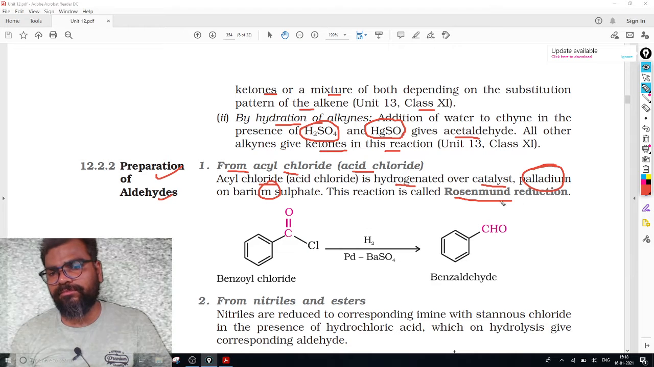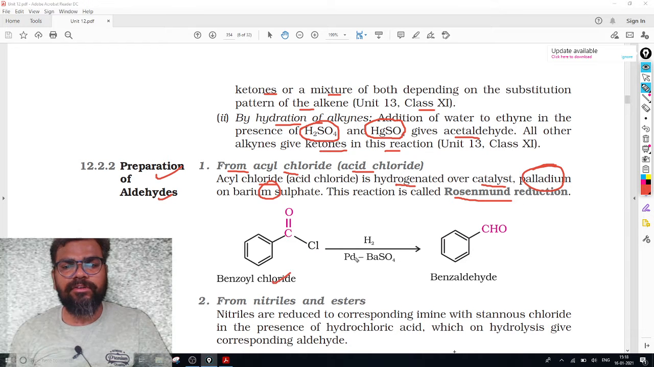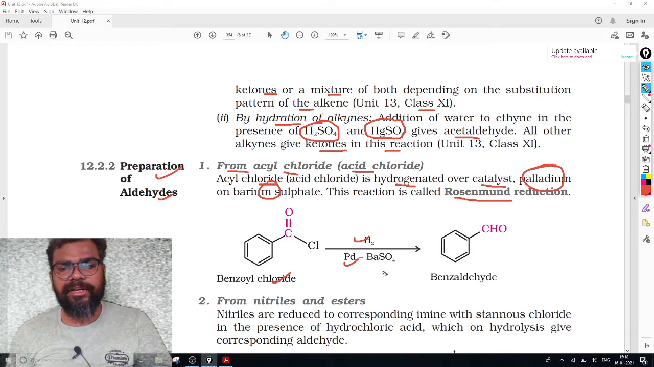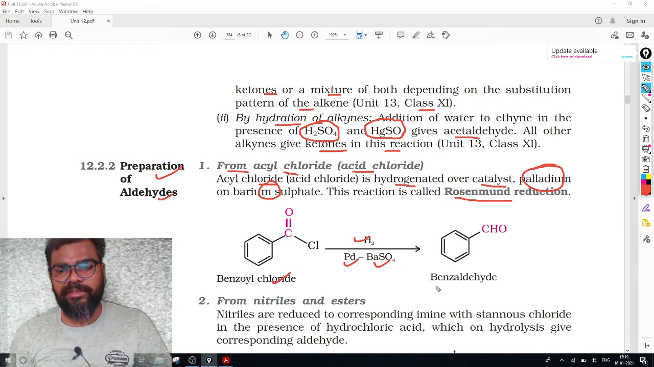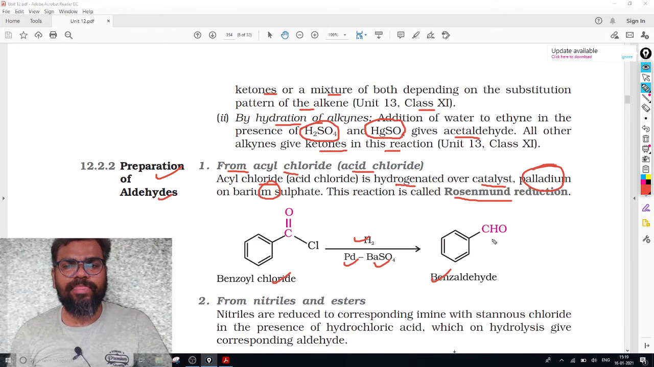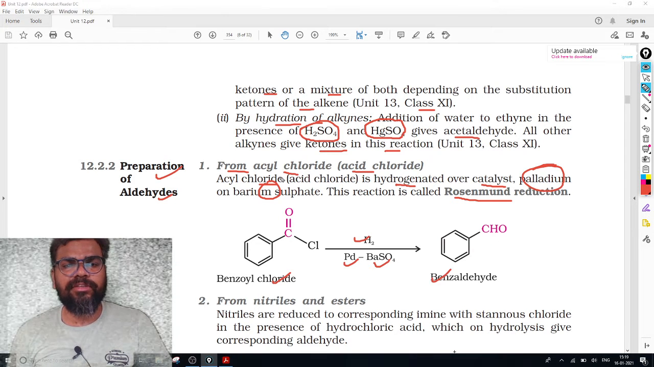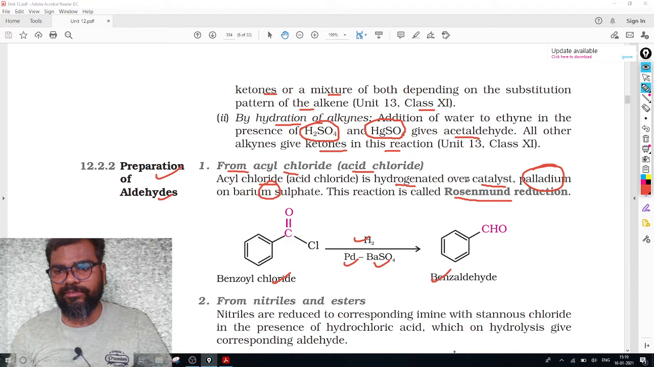So let us take benzoyl chloride, benzene ring, COCl, with H2 and palladium or BaSO4 as a catalyst, we will get benzaldehyde, benzene ring, CHO, that is aldehyde. So this is the preparation from acyl chloride, the Rosenmund reduction.